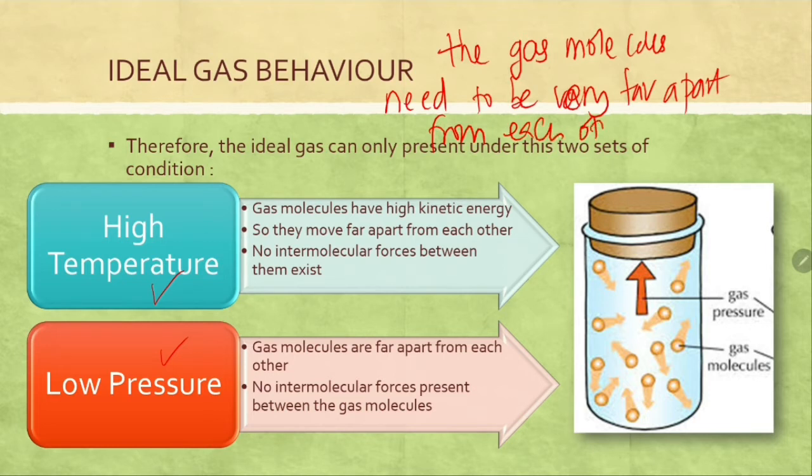Only in that gas molecule arrangement can we have these two conditions being met: the volume of the gas molecules becomes very small and we can ignore it, and secondly, there is no attraction or intermolecular forces present between the gas molecules. So it can only happen under two conditions: high temperature and low pressure.